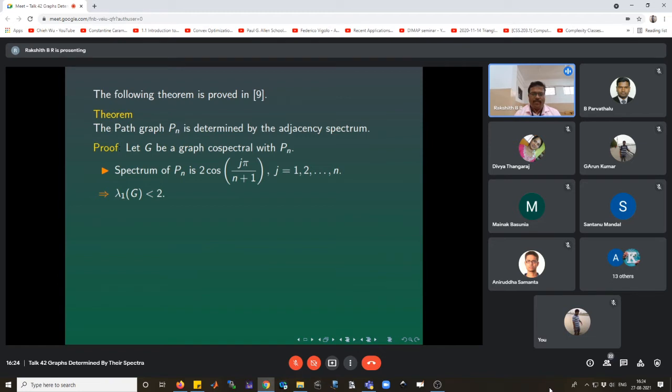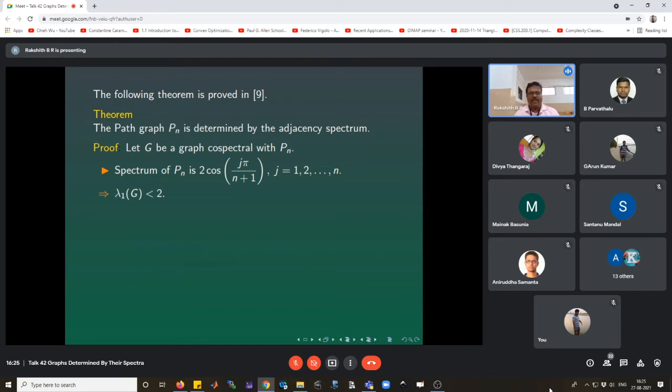Now, I need to prove that G is a tree, or at least a forest. That means I need to prove that G doesn't contain any cycle. First the idea is to show that G is a forest, and then show that it is a tree, and that it is a tree of maximum degree 2. So this is how the proof goes. I started by considering the spectrum of the path. From the spectrum of the path, it's clear that the largest eigenvalue is strictly less than 2. Therefore, I need to show that G doesn't contain any cycle.